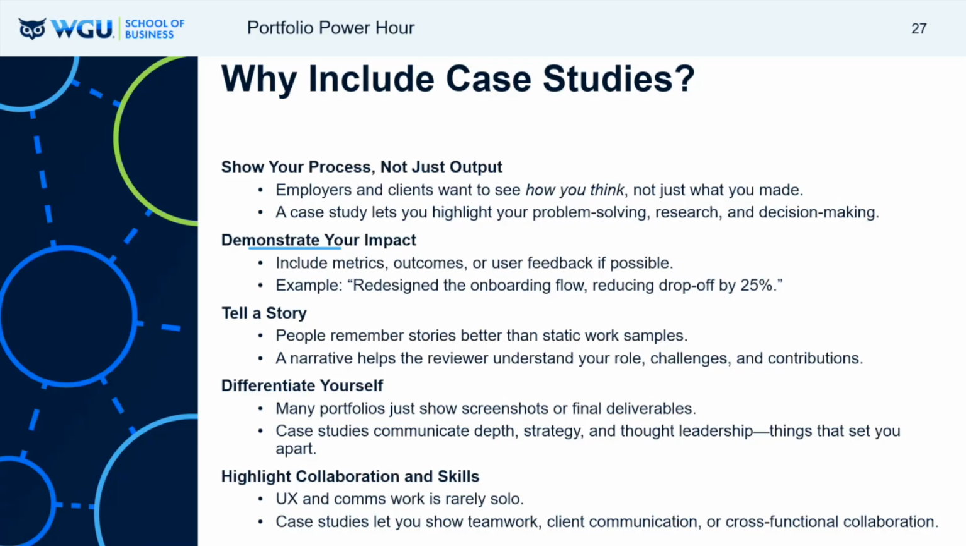Number 2, demonstrate your impact. Include metrics if you have them. Include your outcomes, user feedback if possible. Very, very valuable. Example: redesigned the onboarding flow, reducing drop-off by 25%. There's a measurable. Number 3, tell a story. People remember stories better than static work samples. And a narrative helps the reviewer understand your role, your challenges, your contributions.